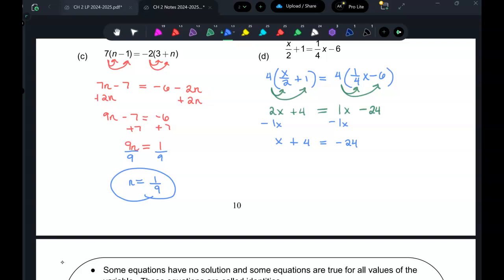X equals minus 28. Well, be careful. I was negative. I got to subtract 4 from both sides. So subtract 4. Minus 28. If I have a negative and I subtract, then we're going to add the two numbers, right? And it's going to be negative.